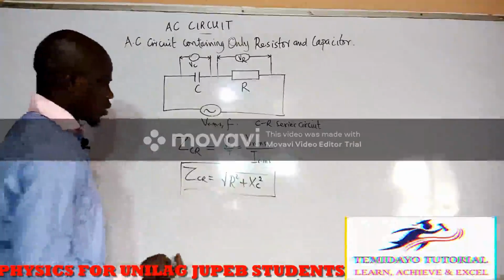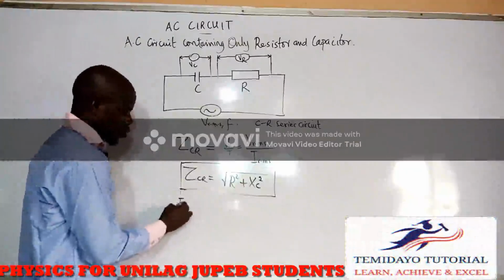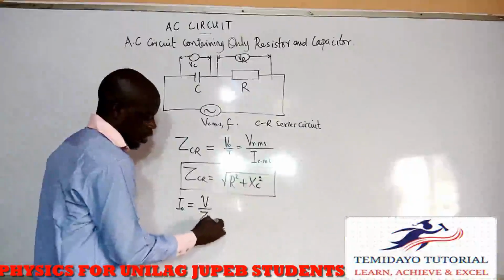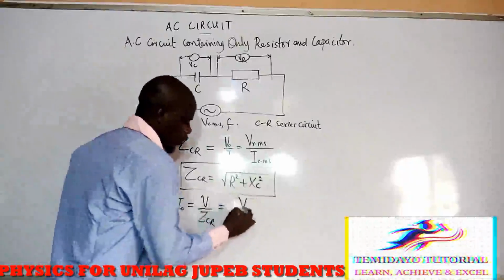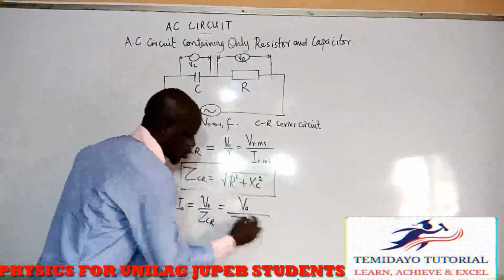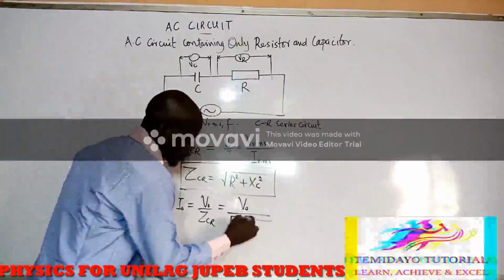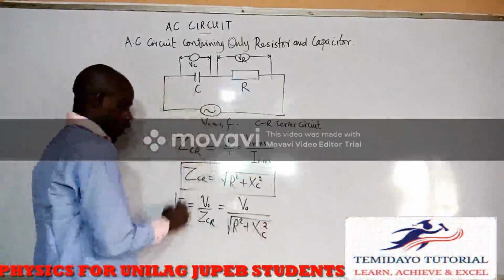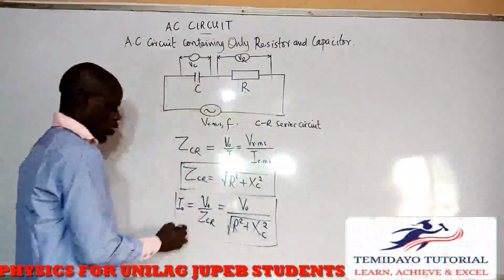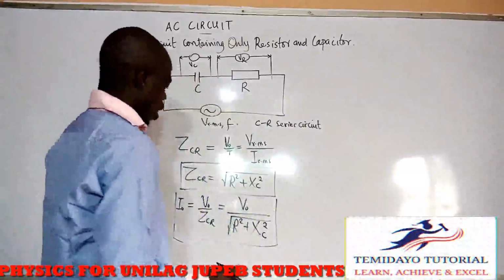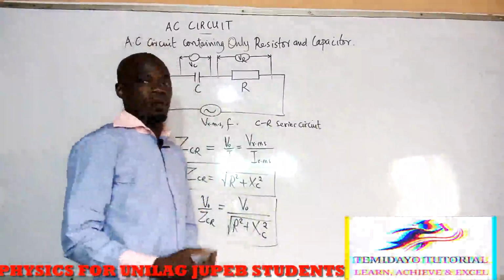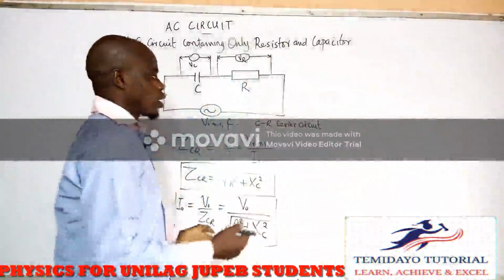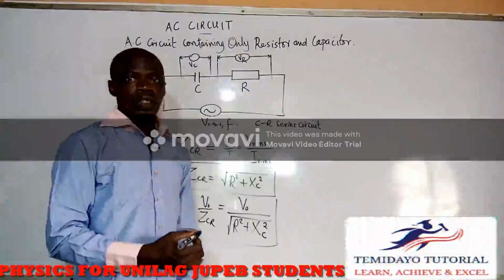And from here we can see that our current, which is I naught, is the same thing as V over Z for CR, which is the same thing as V naught over the square root of R squared plus the capacitive reactance squared. So you have to take note of all these formulas when you are doing your calculation. In this case, when you have a resistor and capacitor connected together, the current leads the applied voltage by an angle theta.